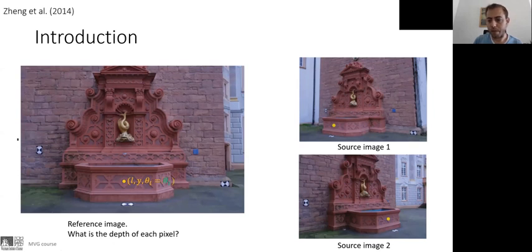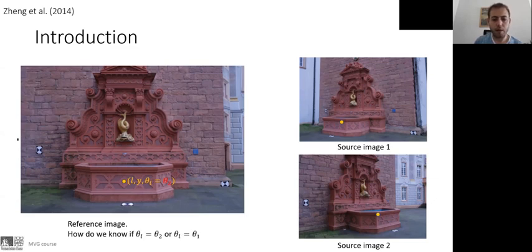As we saw on the previous slides, given that I know the depth, and for example this is the correct depth, I can map this pixel to the source images because I know all the cameras. If the depth is correct, I will get a correct corresponding point in the source images. But if the depth is not correct, then the corresponding points will be wrong.